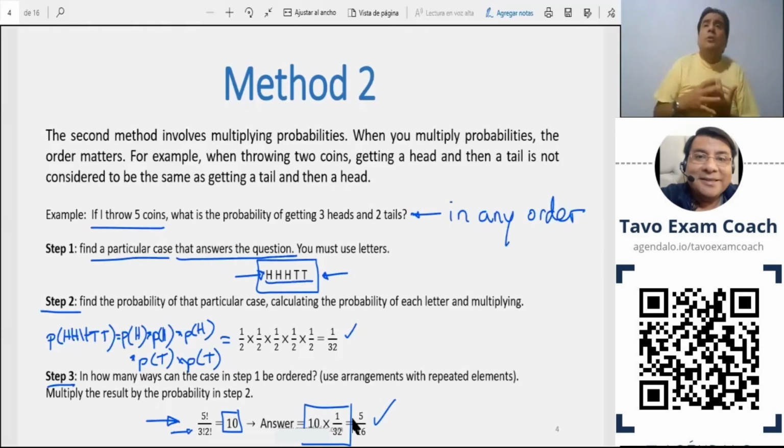If the problem told you that we want to measure the probability of getting 3 heads first and then 2 tails, if a specific arrangement is suggested in the question, then you don't do step number 3. Just calculate the probability of the requested sequence, and that's it, okay? You need to do the 3 steps whenever the question doesn't suggest a specific arrangement or sequence of the results.